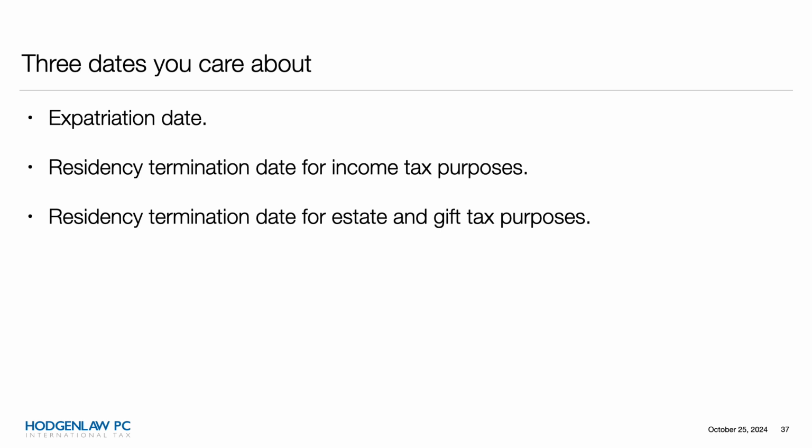So the first date that you care about is the expatriation date. Next, you need to know the residency termination date for income tax purposes. And when preparing the return, those are the main two dates you're going to need to know about. But also always keep in mind the residency termination date for estate and gift tax purposes, because as I already discussed earlier, that can be an issue when you're using the unified credit. You need to know if this person is going to have a problem because they made a gift in the year of expatriation and they think they're going to be relying on the unified credit.